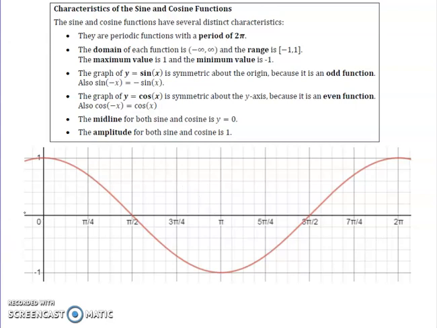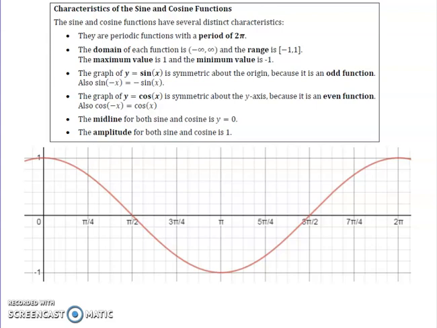Our cosine function, we said, was even, and for that reason, it is symmetric about the y-axis. So if I fold this graph on the y-axis, all of this graph on the right would stamp over to give you the graph of the cosine on the left of your y-axis.